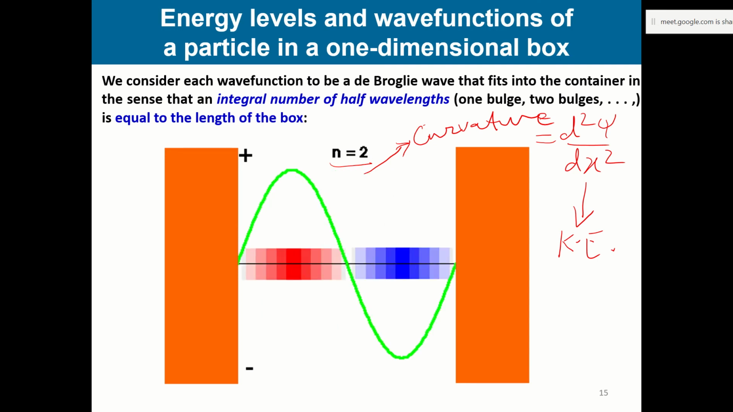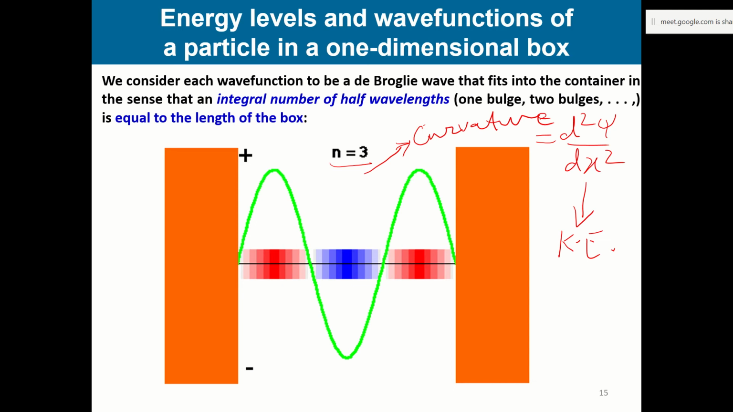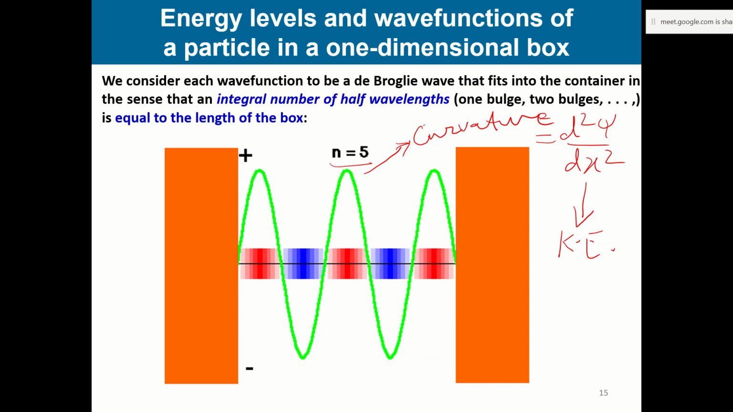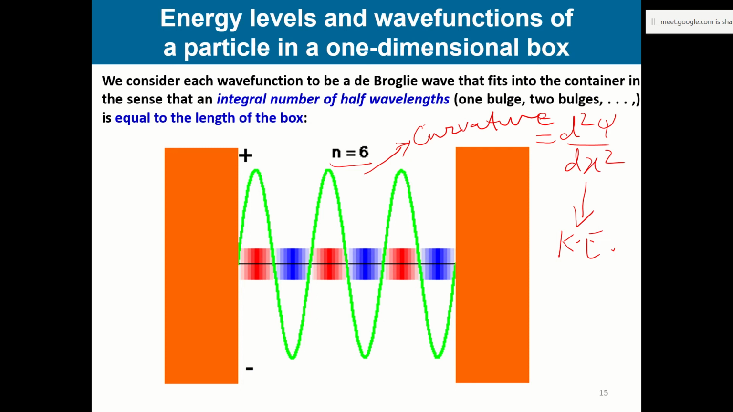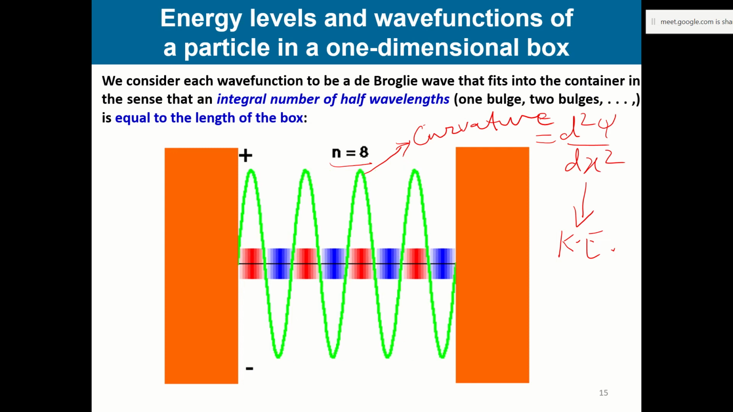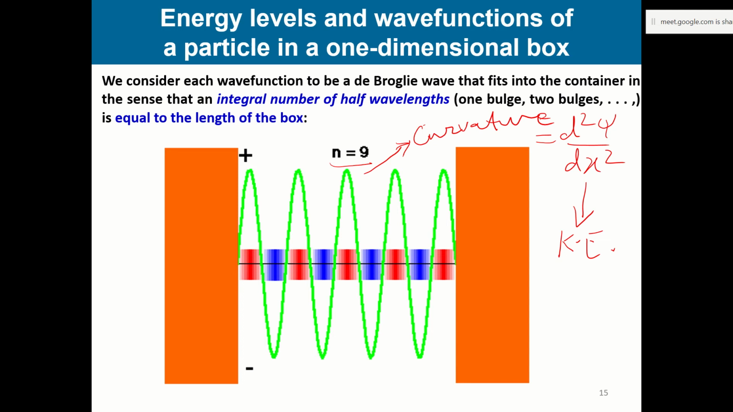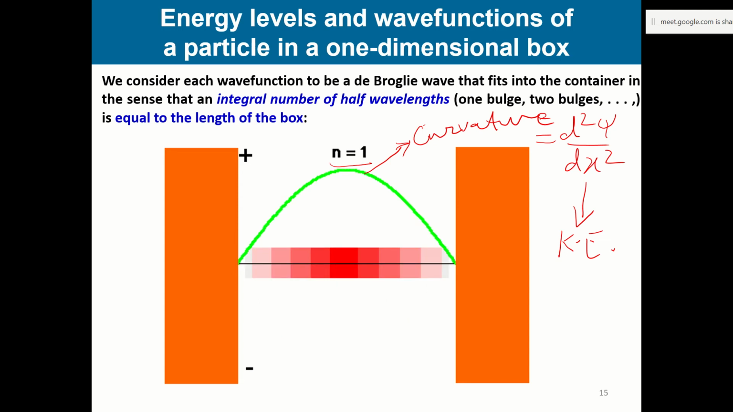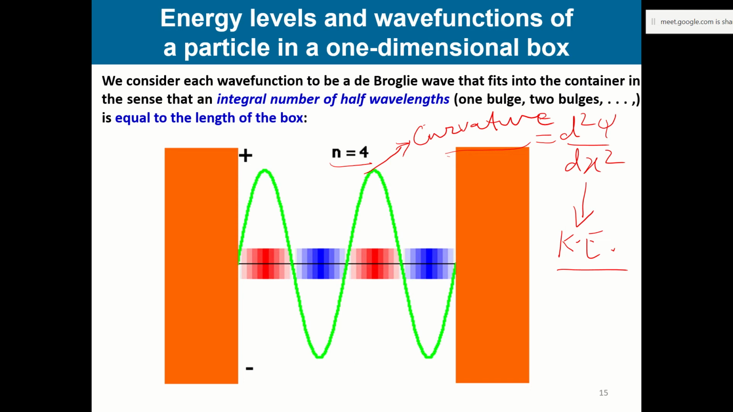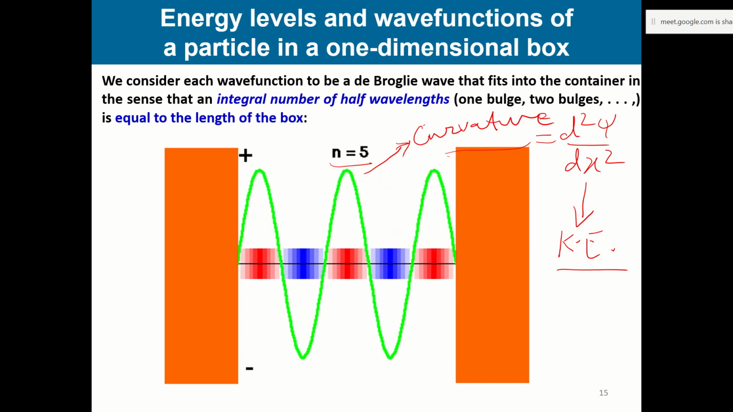Initially n is equal to 1, no node. Then 1, 2, so the number of nodes, if you see, gradually increases. As n increases, the function tries to maintain its continuity, the bends become sharper, the curvature is high, and that means you have high kinetic energy. One simple look, you can get that.